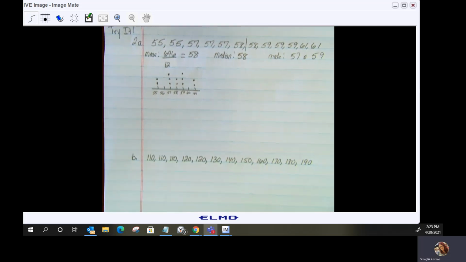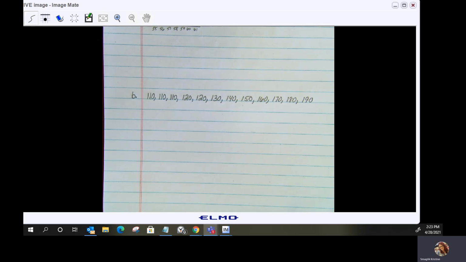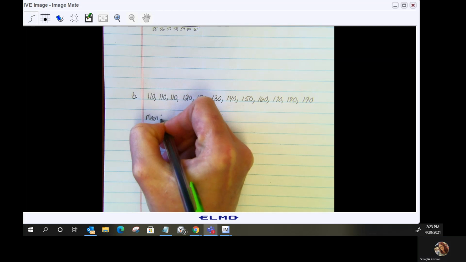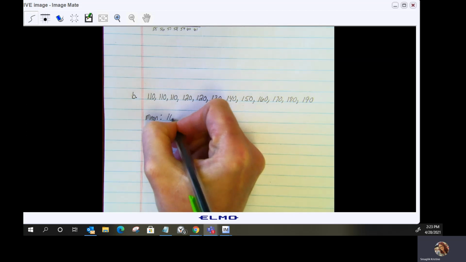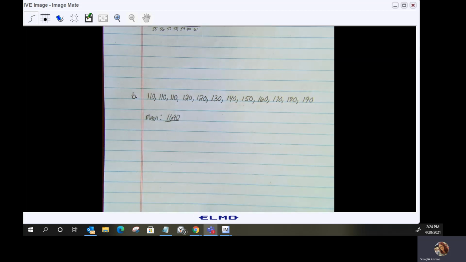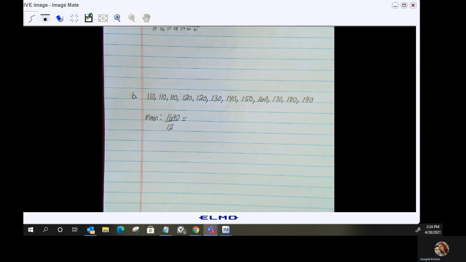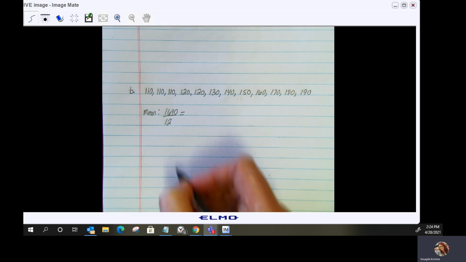Let's take a look now at B. I'm going to calculate the mean first. When I add up all these data values, I get 1,690. I have 12 data values in my set. I'll divide by 12. And when I punch that into the calculator, I get 140.8.